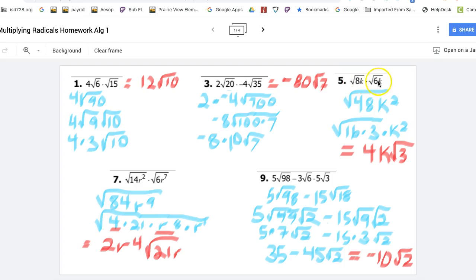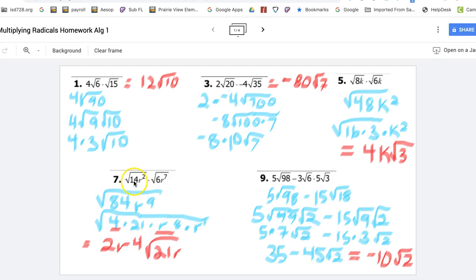Number 5, I'm going to take 8 times 6 for 48, k times k for k squared. 16 is a perfect factor. That is times 3, then that makes a 48. Square root of 16 is 4. When I have an even power, and I'm taking the square root, I just take 2 divided by 2, and the k just comes out. So 4k root 3 is the answer here.